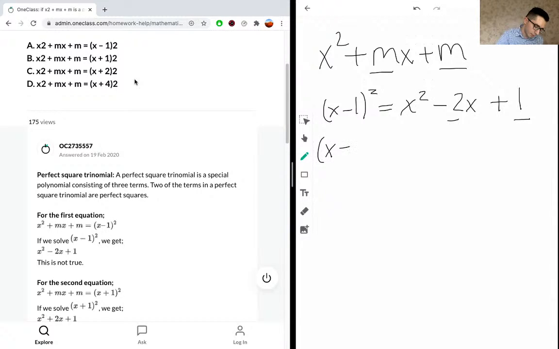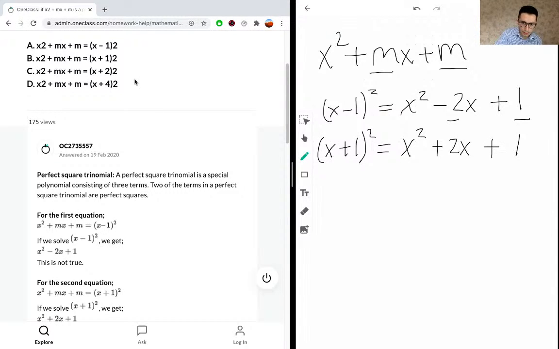X plus 1 squared is equal to, so the first term squared, x squared, and then 2 times x times 1, which would give us 2x. So in the first one we did 2 times x times negative 1. In the second one we'll do 2 times x times positive 1. So that's why we got a negative in the first and a positive in the second. And the last term would just be 1 squared.